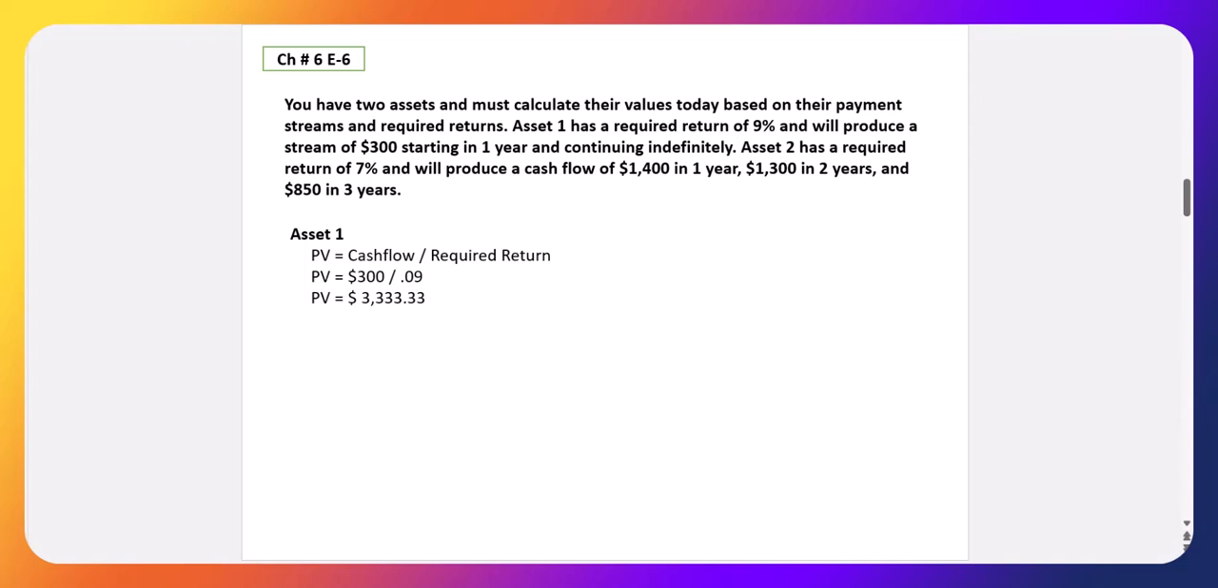Using the perpetuity formula of present value equals cash flow divided by the required rate of return, our present value equals $300 divided by 9%, or 0.09, equals a present value of $3,333.33.